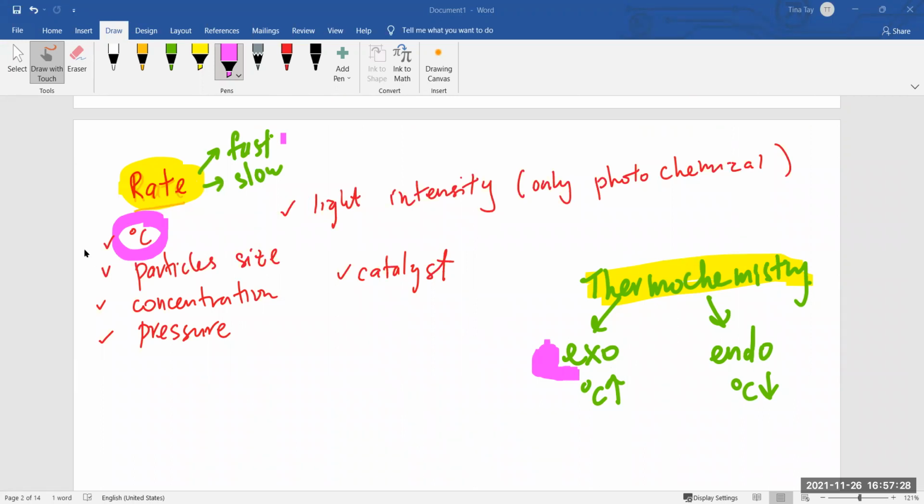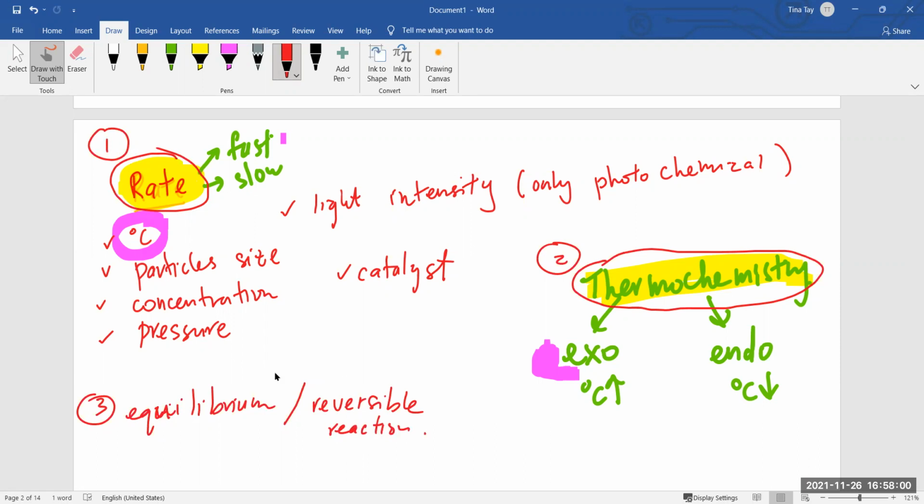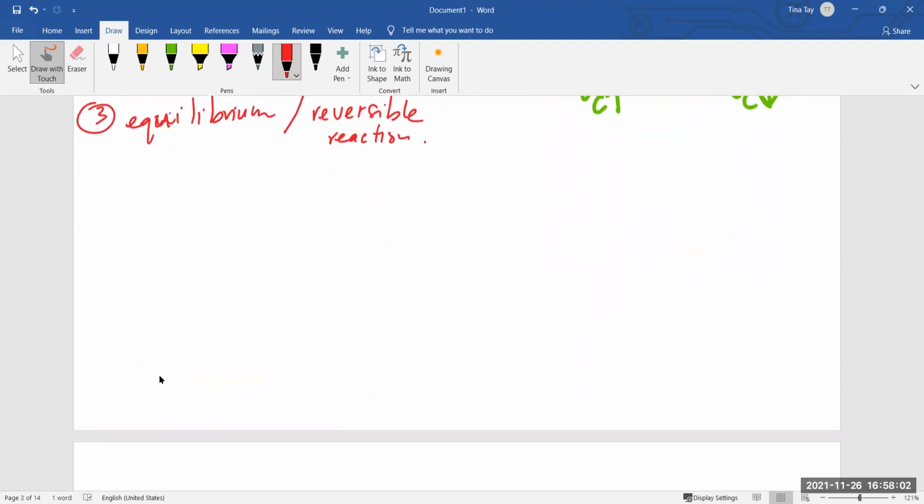Now we're going to go through the three things that are connected to each other. The first one is rate. The second one is thermochemistry. And the third one is equilibrium. Equilibrium also means a reversible reaction. So these three things. Today we're going to talk about number 3.